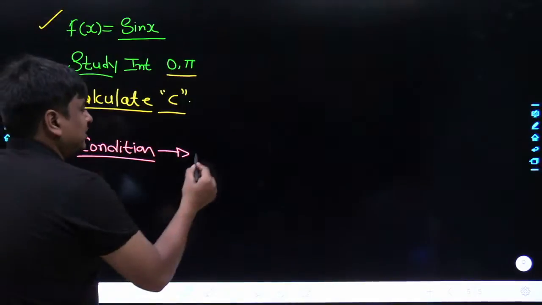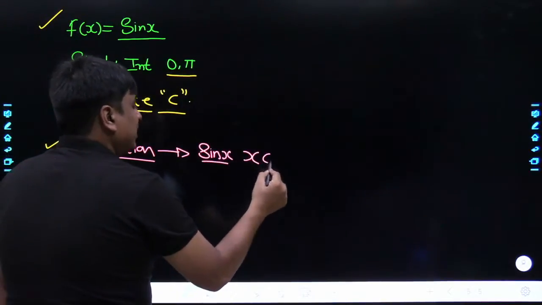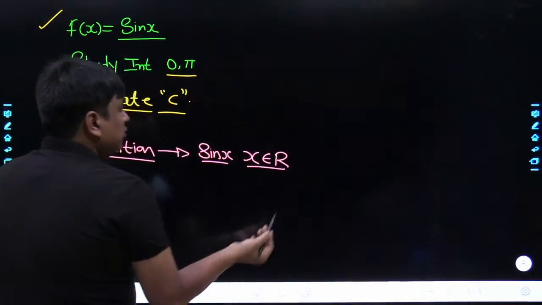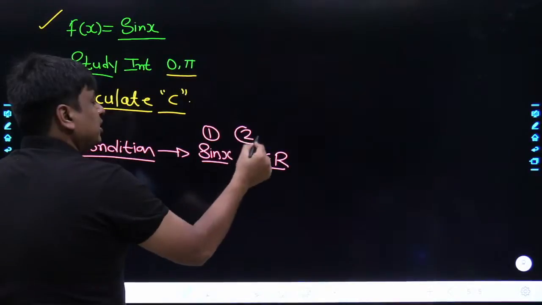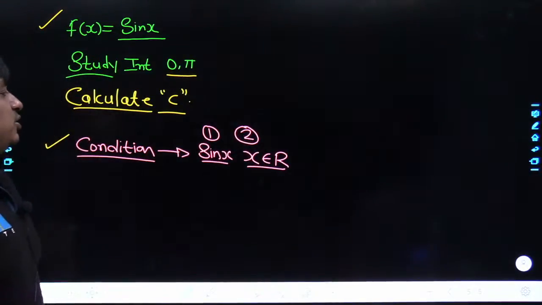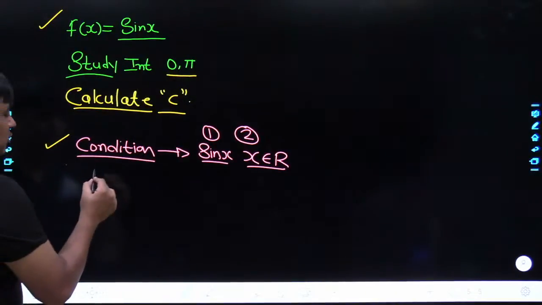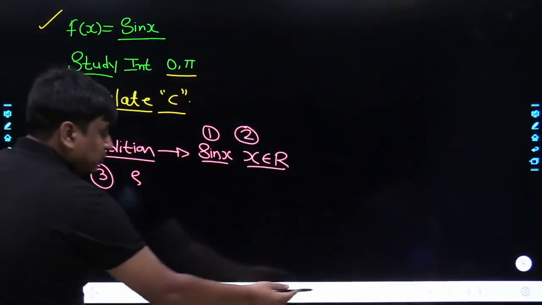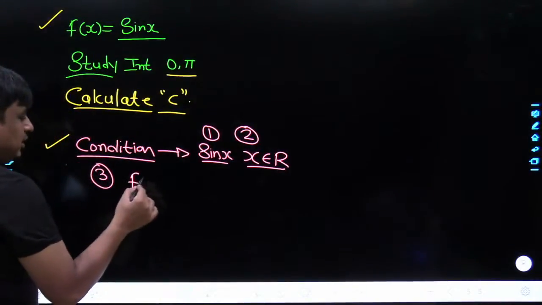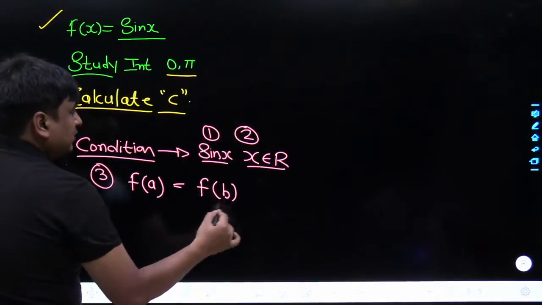But as far as sine x is concerned, throughout the range of x, it's differentiable. By default, it's continuous. So you need not worry about the first condition, which was the condition of continuity, and the second condition, which was the condition of differentiability. Now definitely you have to look after the third condition, what it was. At the extreme values, what are the extreme values? At a and at b, the worth of the function has to be very same.